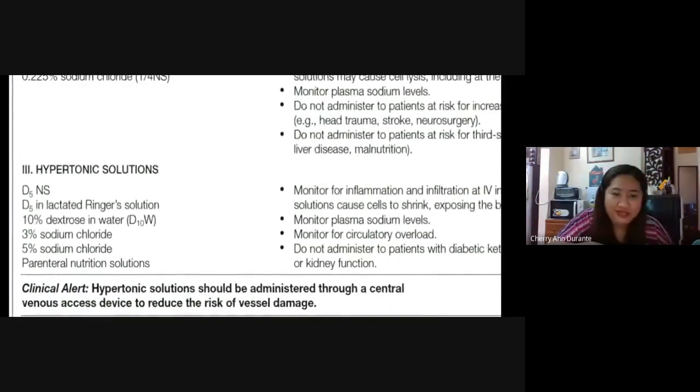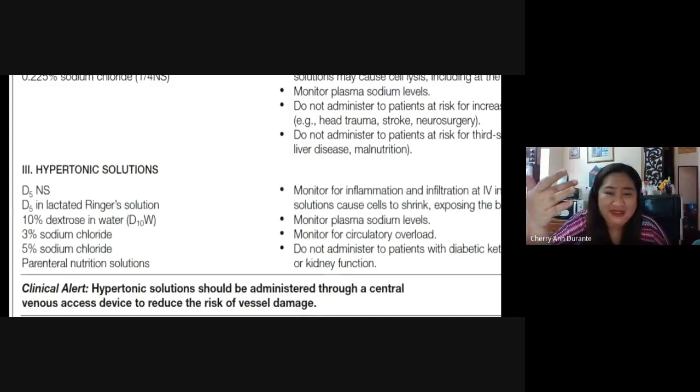Okay, so next is hypertonic solution. So pag hypertonic solution, example niyan is your D5 normal saline, D5NS. Pag nakita mo yung D5 except for D5 water. Tingnan niyo po dito sa inyong hypertonic solutions. So you have there 10% dextrose in water, D10 water. Pag D5 water, isotonic. Then you have 3% sodium chloride, ibig sabihin mas mataas sa 0.9%, 5% sodium chloride, okay? And then of course, your parenteral nutrition solutions. So pag sabi mong parenteral nutrition solutions, ito po yung TPN.